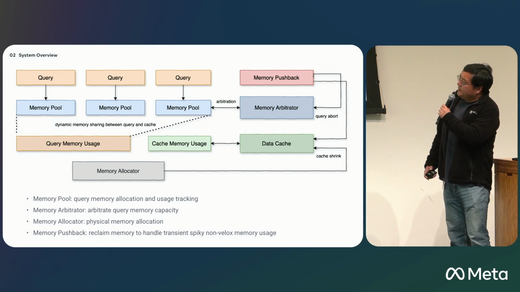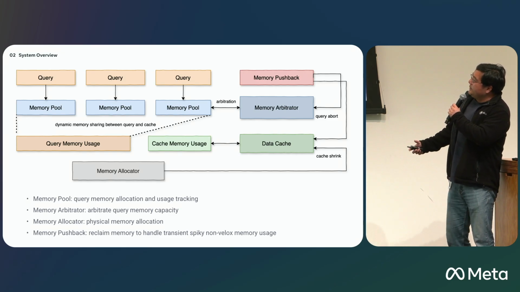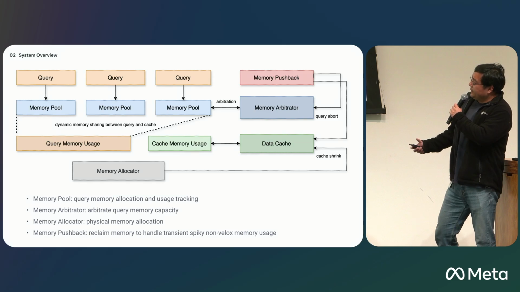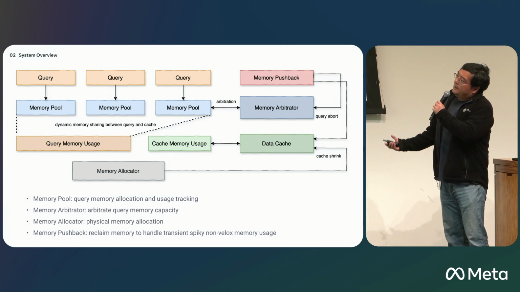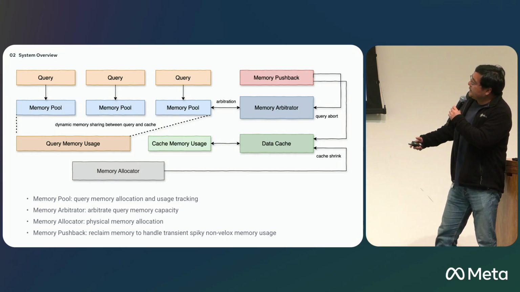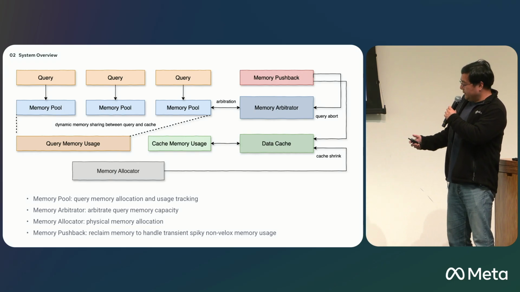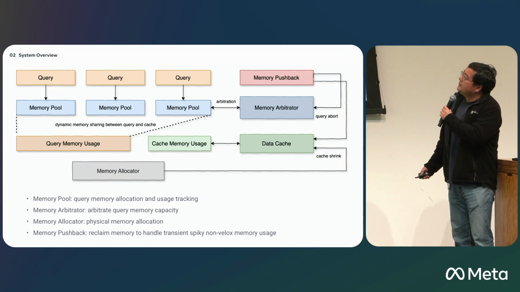The last component is the memory pushback. It is a background daemon that runs periodically to check the system memory usage. Whenever system memory usage goes above a certain threshold, we kick off the Velox memory reclaim process to handle spiky transient memory usage from the non-Velox components. That's how the overall Velox memory system works.